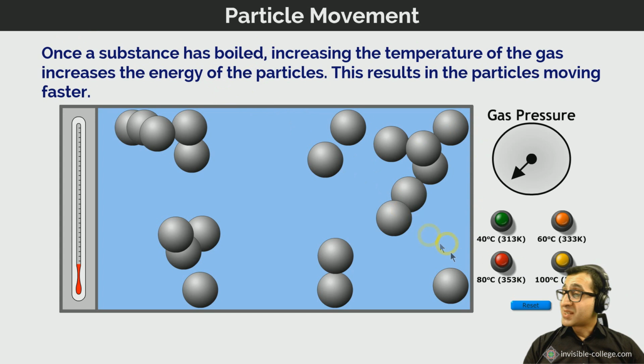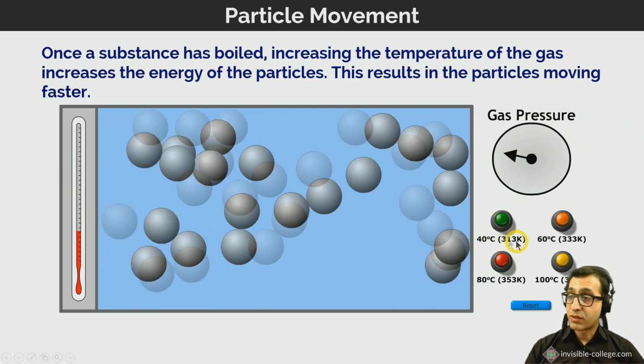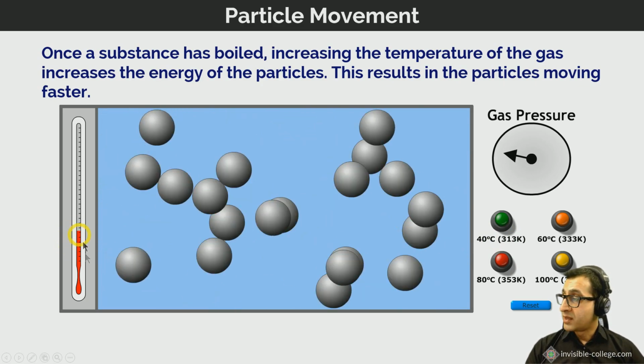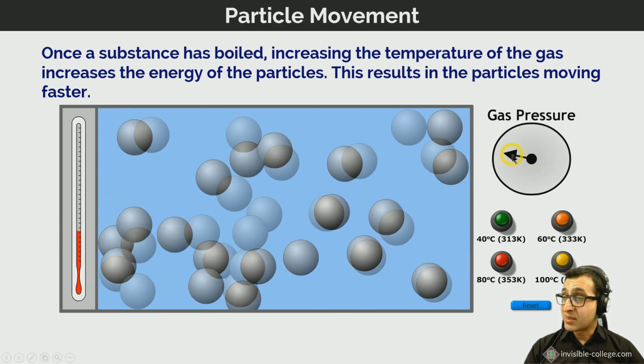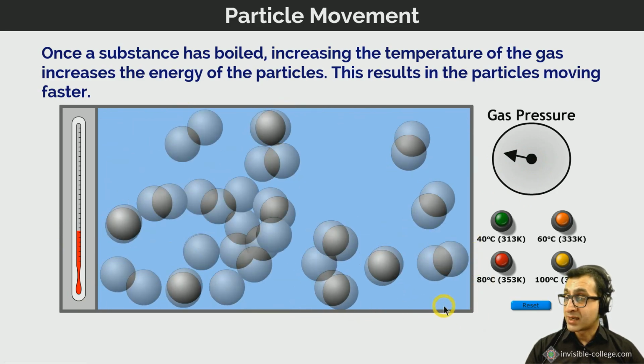So once a substance has boiled and become a gas, increasing the temperature will increase the average kinetic energies of the particles. And if the gas is enclosed in a sealed container, then the particles are going to be colliding with the walls of that container and exerting a pressure on the walls of that container. So at 40 degrees centigrade, 313 Kelvin, for example, at this temperature, there is a certain amount of pressure due to the collisions of the particles with the walls of the container.